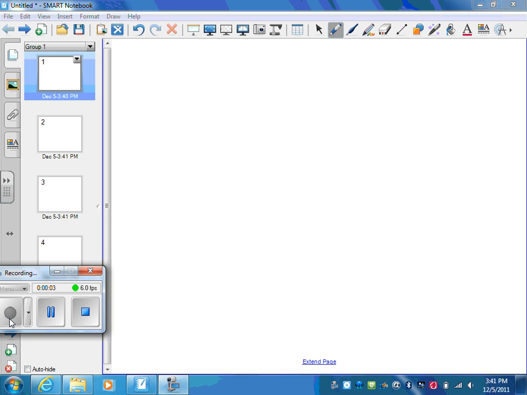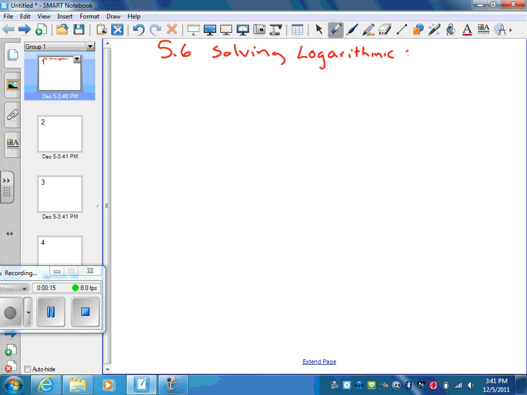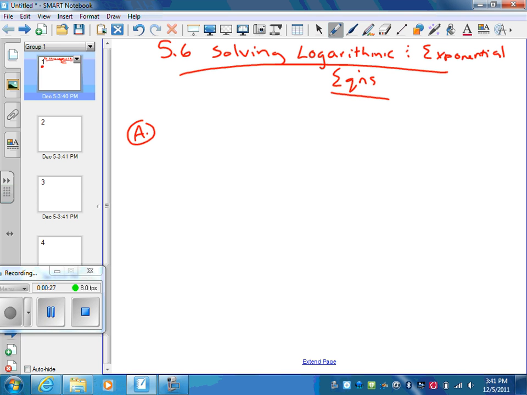Grade 12, we're going to do 5.6 today, solving logarithmic and exponential equations. Okay, so there's three types we're going to do. The first type is a log equation where you solve for x. Something that might look like this.